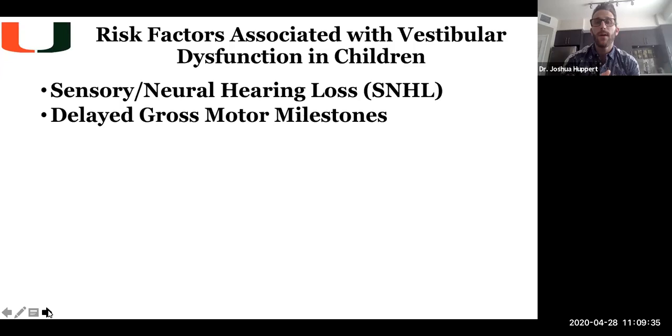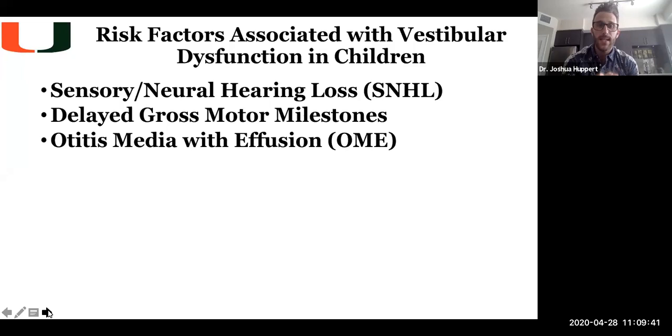Otitis media with effusion, if you work in an ENT or ear practice, this is something you see frequently. Castle Brandt and crew had a number of different studies that looked at the impact of fluid on balance dysfunction. And there's a lot of literature showing that in the presence of fluid, there's an increased likelihood for a balance impairment.